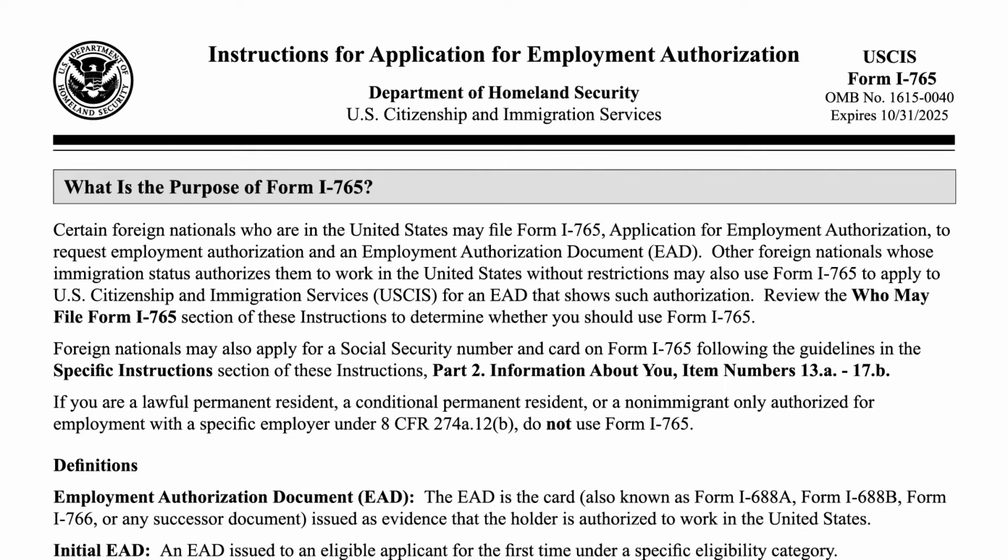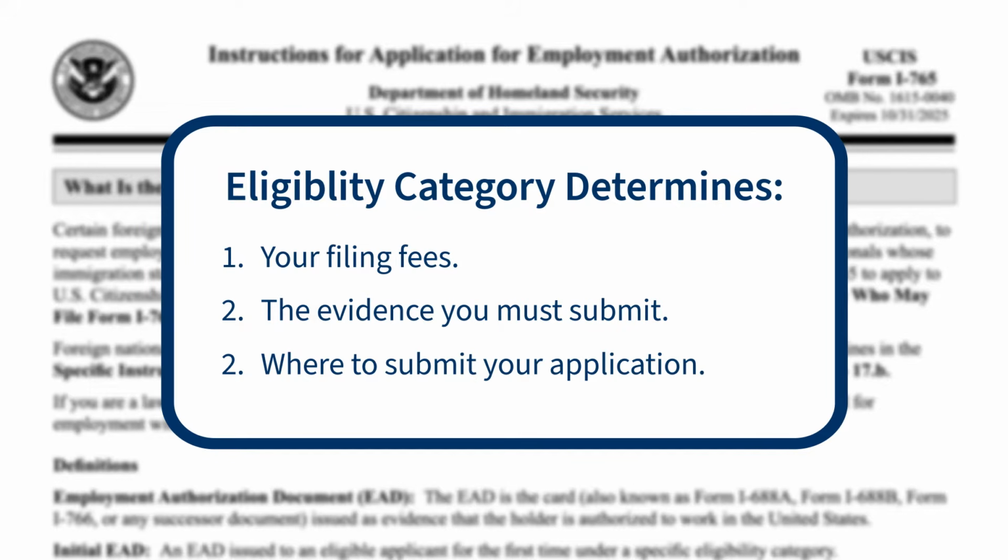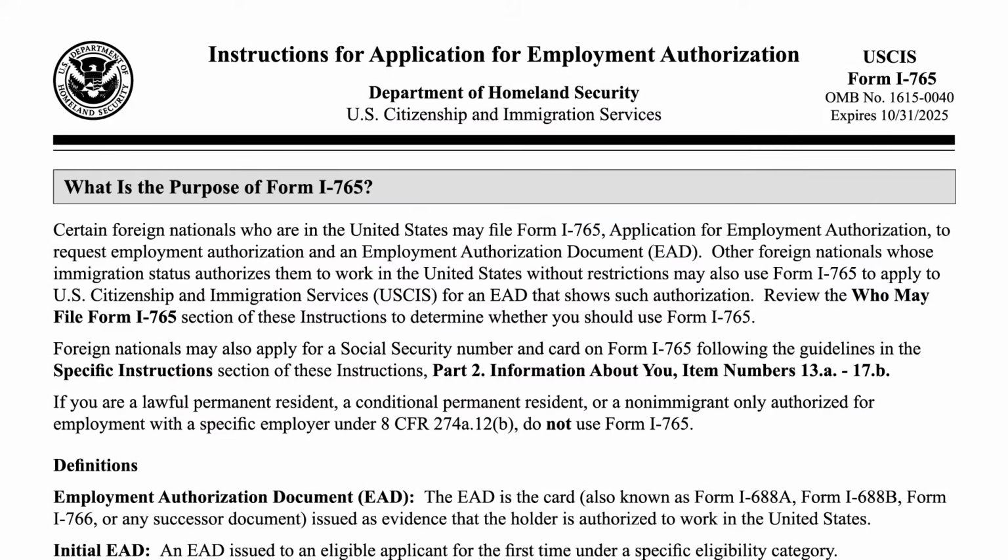Before completing your application, be sure to review the form instructions. Pay close attention to the eligibility category you are filing under. This will determine your filing fees, the evidence you must submit, and where to submit your application. Identifying the correct category is the first step toward filing correctly.